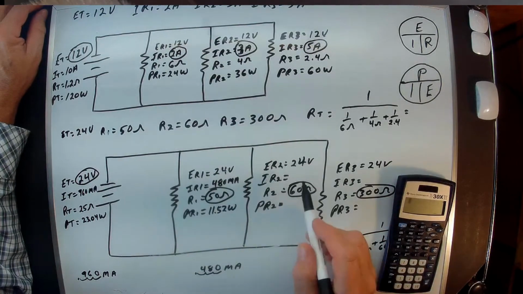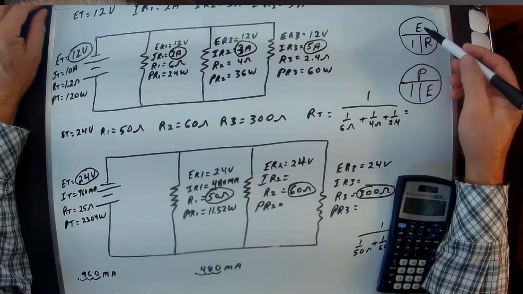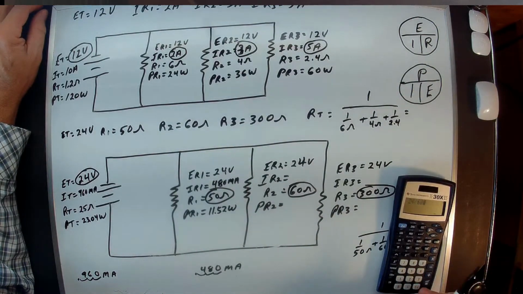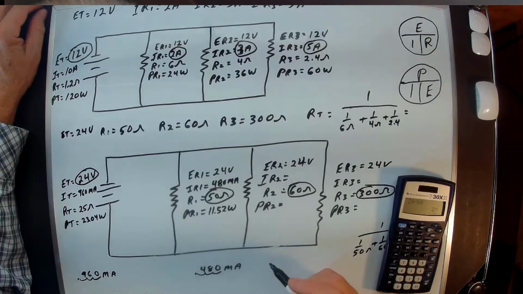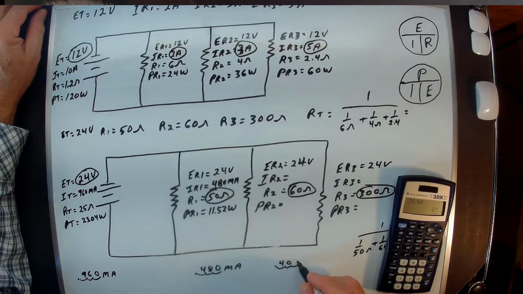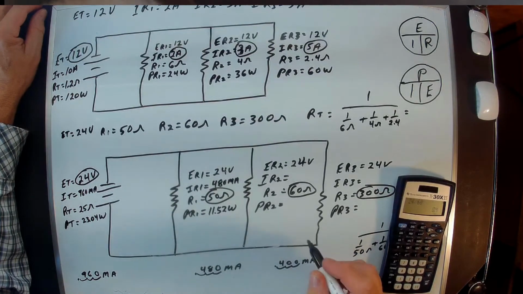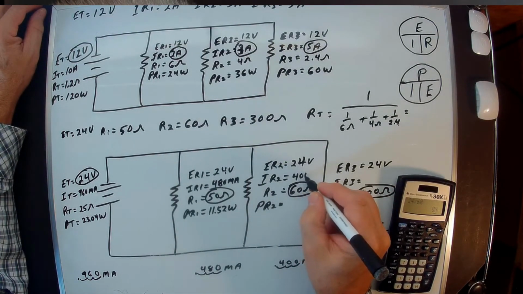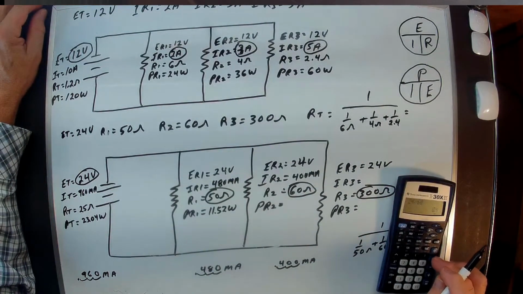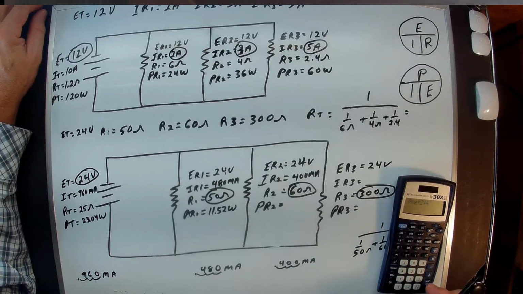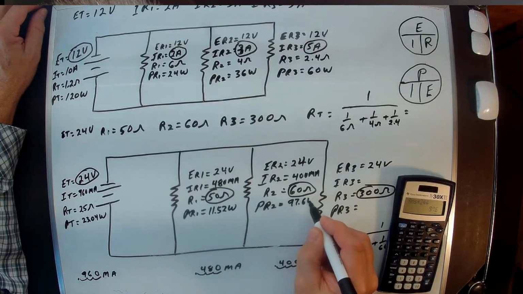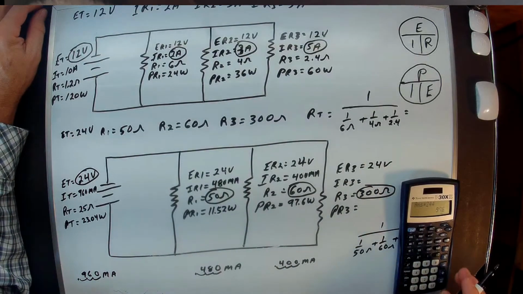All right, so the next one is voltage divided by resistance. E divided by R equals I. So 24 divided by 60 equals 0.4. So we're going to change that. Put 2 zeros, and that would be milliamps. That would be 400 milliamps. And then I've got 0.4 on my calculator times 24 to get my power. 97.6 watts. All right, that's no problem.